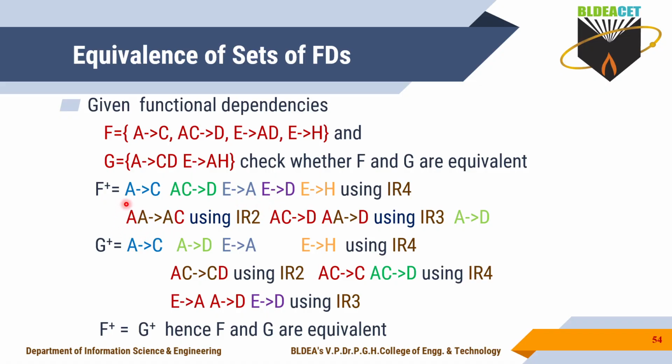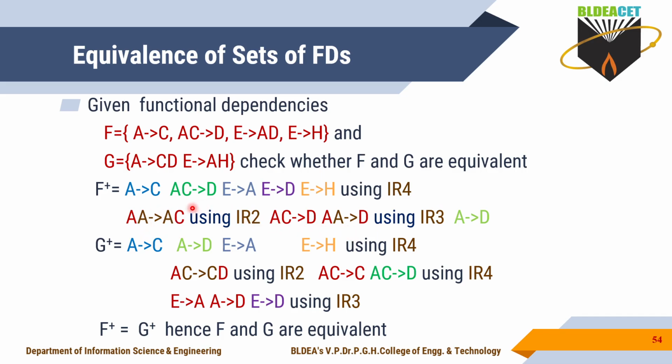Later, for A determines C, I added A on both the left hand side and the right hand side. If I add the same attributes on both sides, it doesn't make any difference to the functional dependency. This is available in rule 2, the augmentation rule. It tells us that if I add the same attribute on both sides, it doesn't change the functional dependency. That's why I added A on both sides.